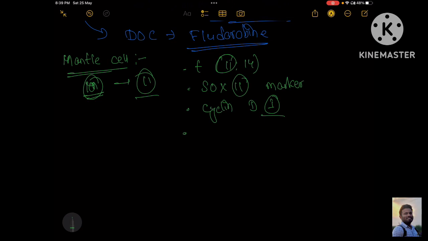An unusual presentation of mantle cell lymphoma. It is an important MCQ. Lymphomatoid polyposis.